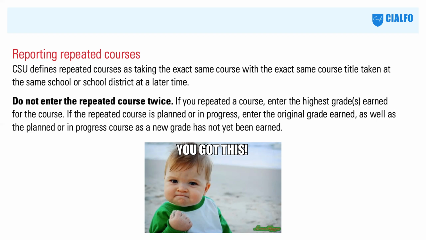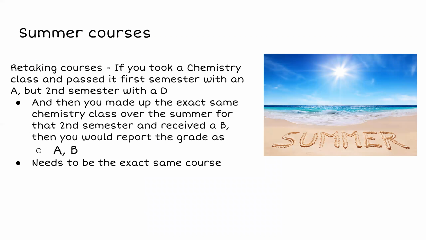Okay, so summer courses, retaking courses. Again, this is just that example I'm going back to. If you took a chemistry class and you passed it first semester with an A, but second semester you received a D, and then you made up that exact same second semester chemistry course maybe over the summer and you received a B, then you would just report your A grade and then your B grade. You would not have to report that D.